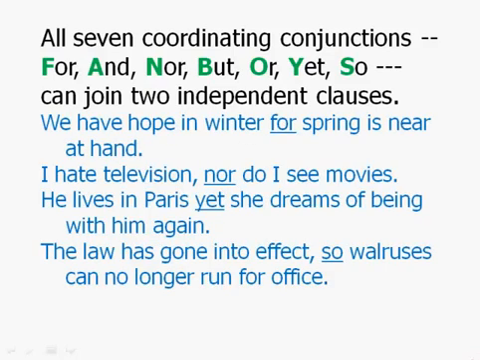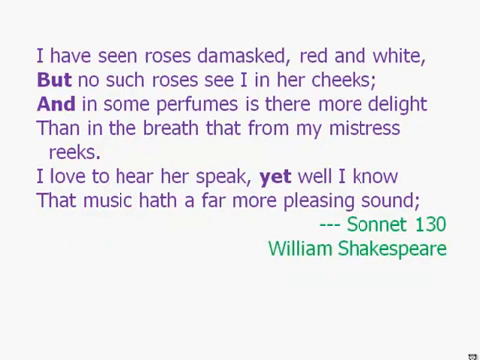So here are some examples. In each one of these sentences, we have 2 independent clauses joined by the conjunction. In other words, if we drop out the conjunction, we could make 2 separate complete sentences. We have hope in winter, period. Spring is near at hand, period. 2 complete sentences because those are 2 independent clauses. Here's a passage from Shakespeare in which he uses coordinating conjunctions to link independent clauses.